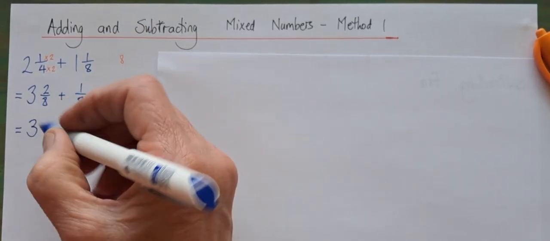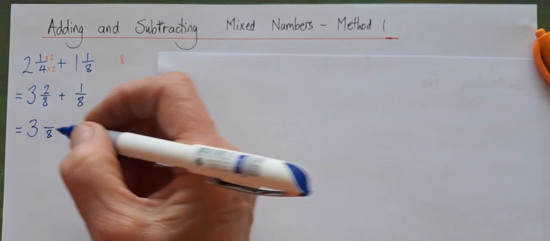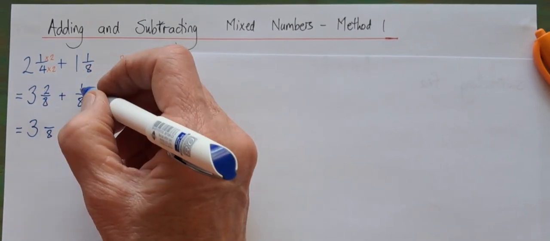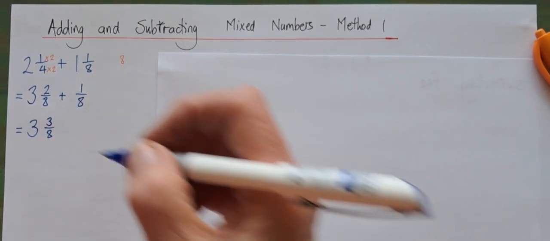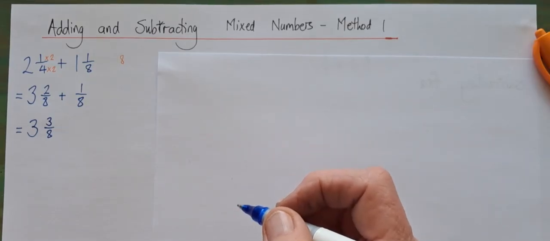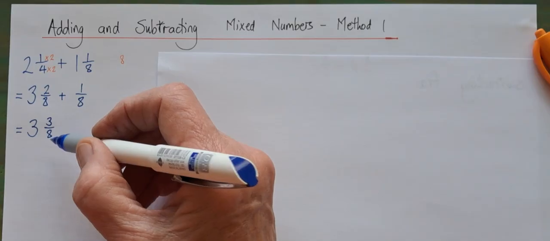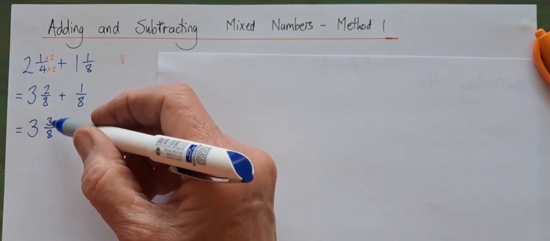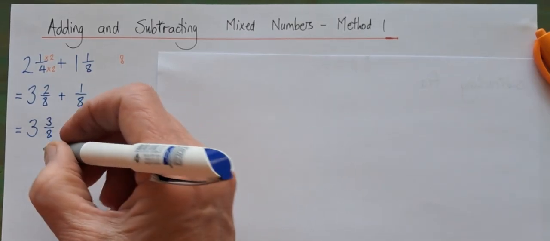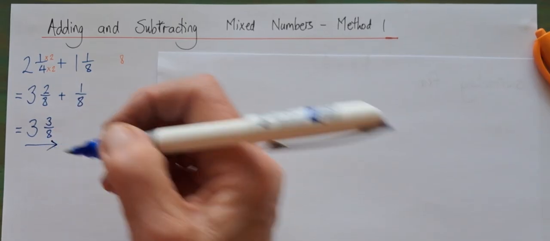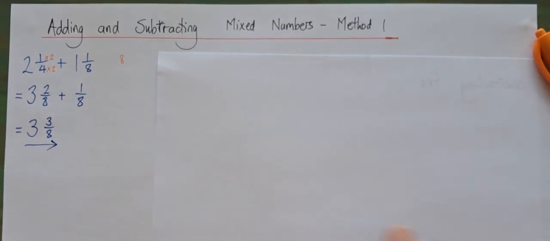And then because the denominators are the same, I can add the numerators, and 2 plus 1 is 3. The only thing I then need to decide is, can that part, the fraction part, be simplified? Well, nothing can go into 3 and the same thing into 8. So that is my final answer, 3 3/8.